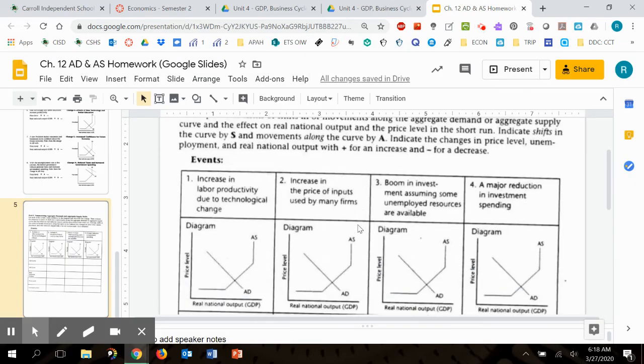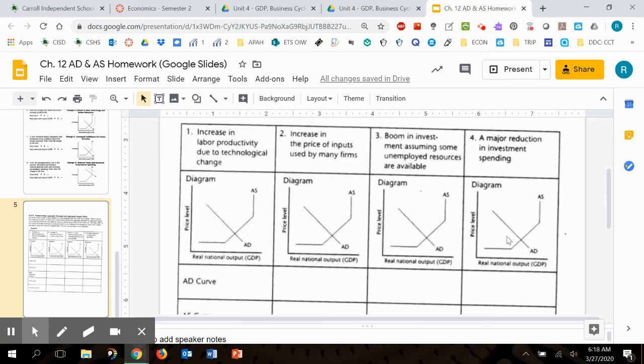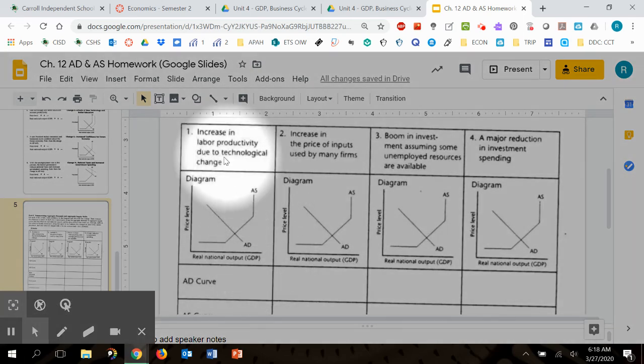All right, guys. So we are back and looking at this graph. It's basically the same creature. You have to draw your picture first and then just move down the page, talking about whether things moved or shifted and what happened to price level, output, and unemployment. Okay. So I'm going to do the highlighter. We're going to do this super quick.